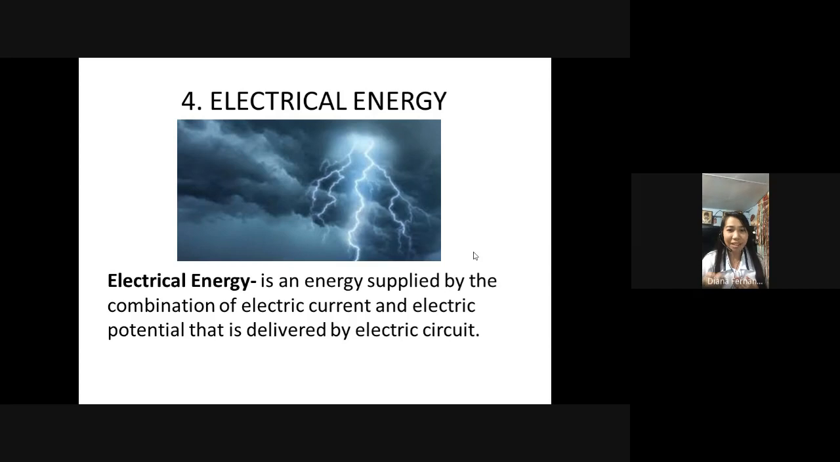Ano yon? Lahat ng mga sinasaksak natin, may electricity. Lahat ng sinasaksak natin sa electricity, napapagana yung mga electronic. Yung mga appliances, lahat yung nagko-consume ng electrical energy. Lightning is also an example. Yung kidlat. Ayan. Okay.